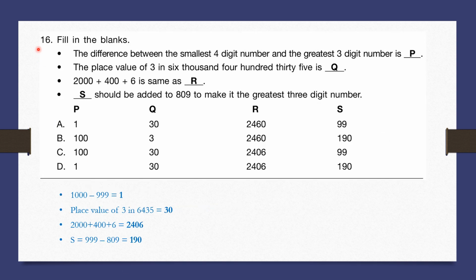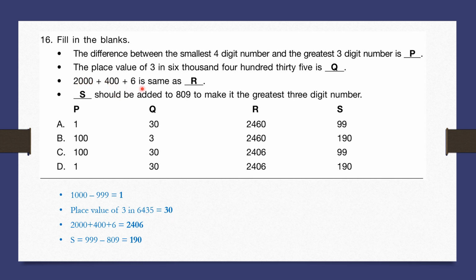Question number 16. Fill in the blanks. The difference between the smallest 4-digit number and the greatest 3-digit number is P. So the smallest 4-digit number is 1000 and the greatest 3-digit number is 999. So the difference is 1000 minus 999, which is 1. The place value of 3 in 6435 is Q. So in 6435, the place value of 3 is 30.